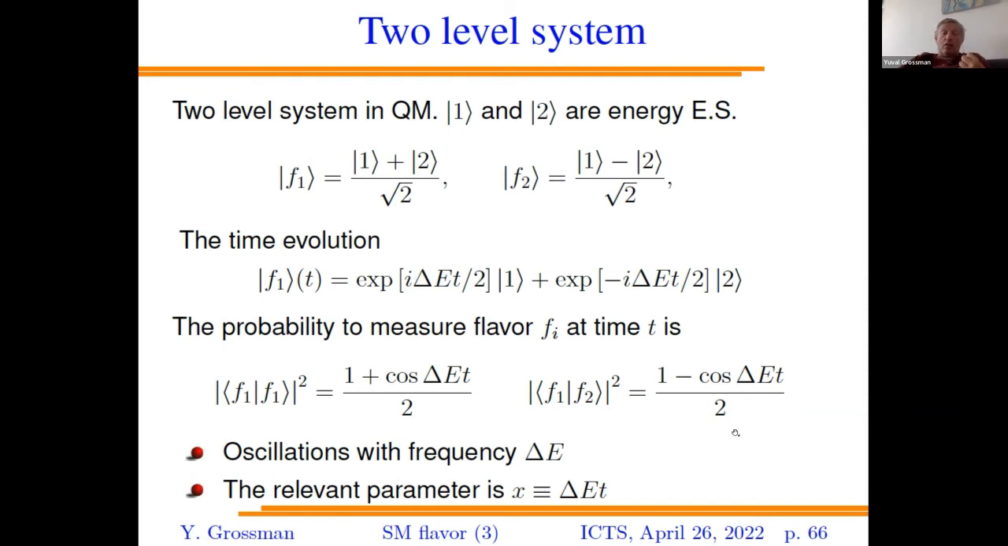And what I really like to emphasize is the following. The oscillation frequency is delta E. What sets the oscillation frequency when I have a two-level system is the energy difference between them, okay? And the relevant parameter is delta E t, okay? If t is very, very small, there's no time for oscillation, right? If t is very, very large, I have many, many oscillations, and I practically average over them, okay? And this parameter that I define as x, delta E t, is what sets the oscillation in the quantum mechanics system. Any question on the quantum mechanics system? How we have a two-level quantum mechanics system that has oscillation?